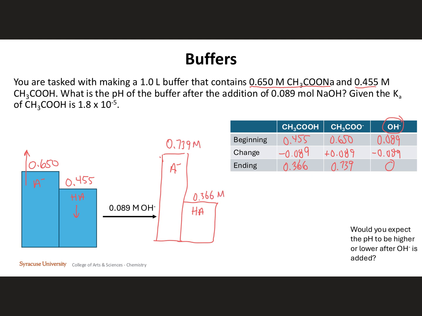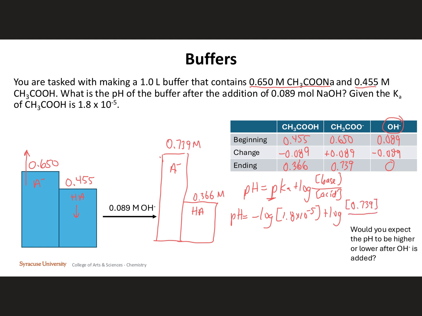The last step to find the pH, we need Henderson-Hasselbalch. pH equals pKa plus the log of my base concentration over my acid concentration. So pH equals, remember, pKa is the negative log of Ka, so negative log of 1.8 times 10 to the minus 5, plus the log of my base concentration, 0.739, over my acid concentration, 0.366. I should get a pH of this solution of like 5.05.